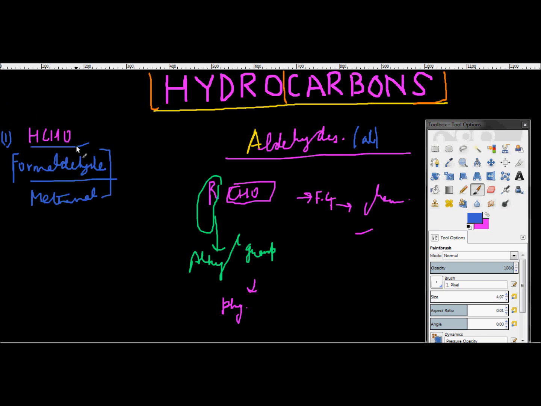Alright guys, so how do you draw the structure? The structure goes something like this. It's HC, you have a double bond here, and there is an O here. So this is the first bit. Then I'm just going to draw one more, since I'm guessing you've already done this, guys. The second one is CH3CHO. And the third one would be C2H5CHO, if I'm not wrong. Yeah, it should be this one. CH3CHO, what is this? I think, yeah, this is ethanal.